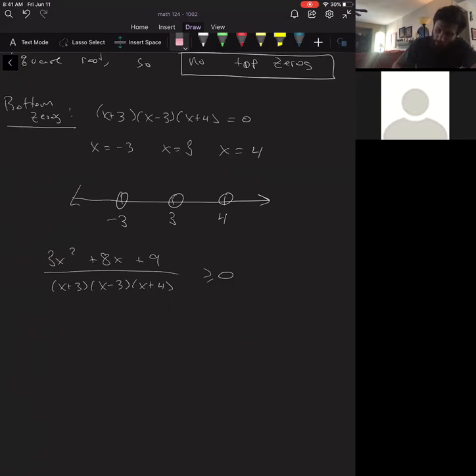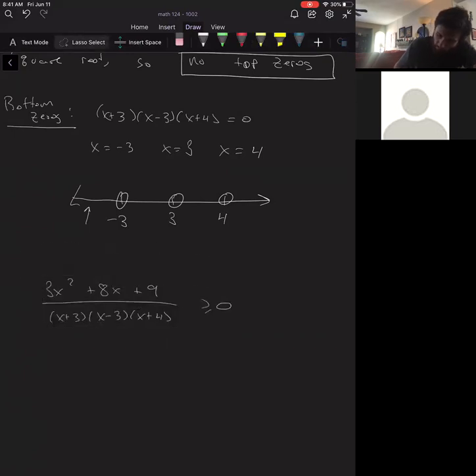We need to pick those points in between the sections. Those are the ones we're plugging in. Remember, we need to pick something over here. Let's move this down. Sorry about that. So we need to pick a number to the left of minus 3, say like minus 10. Pick a number in between, we can pick 0. Pick a number in here, 3.5. And pick a number over here, we can pick like 7.